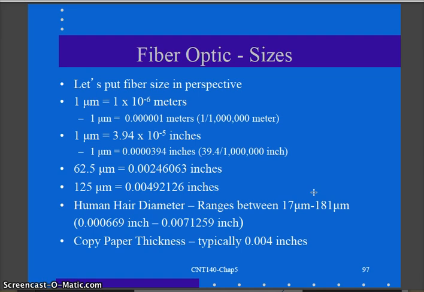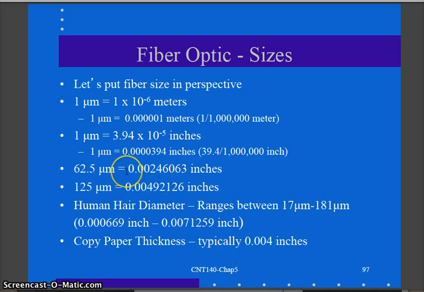Meanwhile, here's a quick math. Again, you don't need to know all this math, but I'm trying to put a micron in perspective for you. A micron is one millionth of a meter, or 10 to the negative 6. If you keep going, 62.5, the core is around 2 to 3 thousandths of an inch, and the cladding is around 4 to 5 thousandths of an inch. Well, that's not a lot of perspective for us, but if I look at an ordinary piece of paper laying on my table, that's typically around 4 thousandths of an inch.